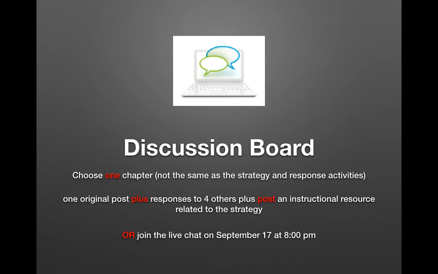So you'll choose one chapter, you will write a post to put into the discussion board, and then you'll respond to four other people in the discussion board related to the topic of that post. So let's say you pick cooperative learning for the strategy, that's chapter 3, that you're going to comment about in the discussion board. So your post will be related to that chapter. So original post, responding to four others, and then you'll also post an instructional resource that's related to that strategy of cooperative learning or whichever one you choose.